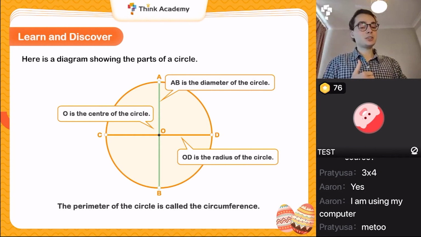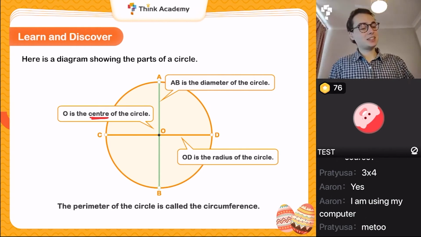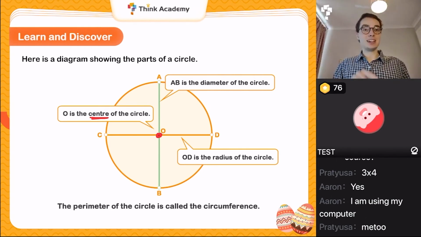So the first one is what we call the center of the circle. Okay, so every circle has a point bang in the center. It's labeled with an O in this diagram here. So that's the center of our circle, right in the middle.